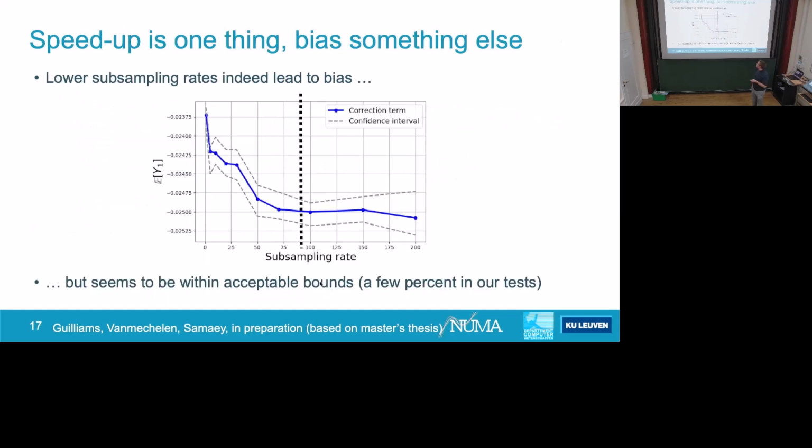And now, speedup is one thing, bias is something else. We have been discussing, so Peter has a proof that shows that even with subsampling, the Markov chain gives a detailed balance, which means that your Markov chain should be unbiased. However, what we see is something else, namely that if you decrease your subsampling rate, the expected value of the first corrector term is different for lower subsampling rates. So that's the problem that we are still stuck with.